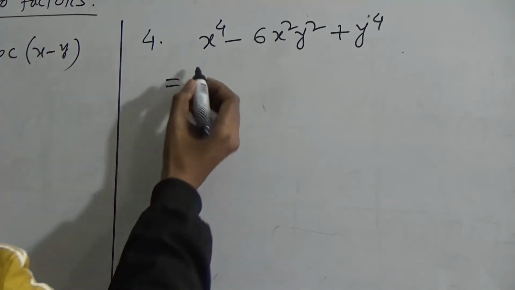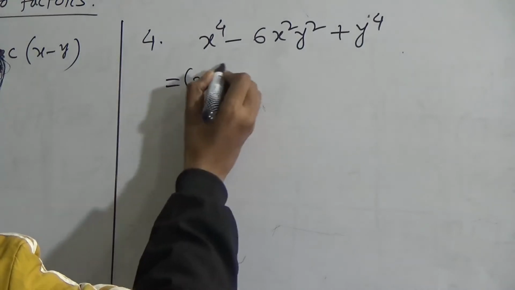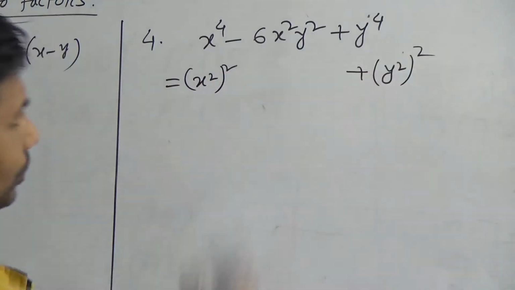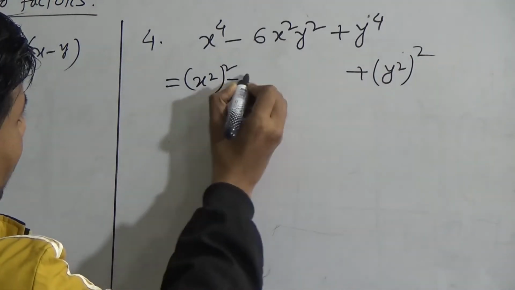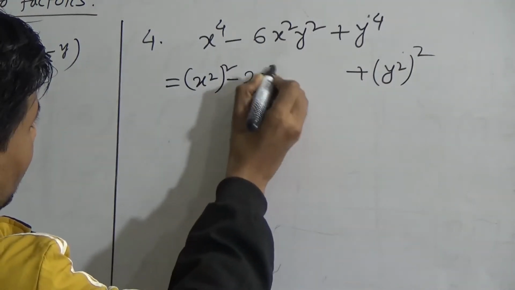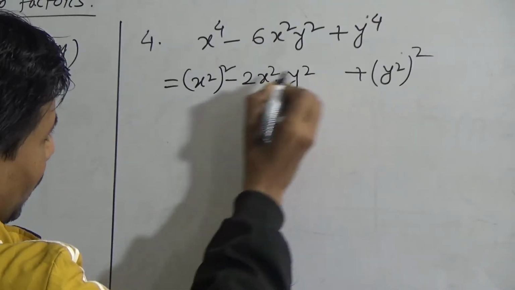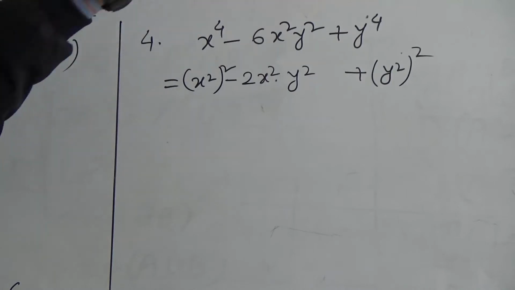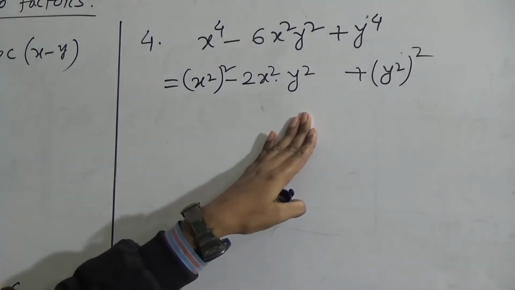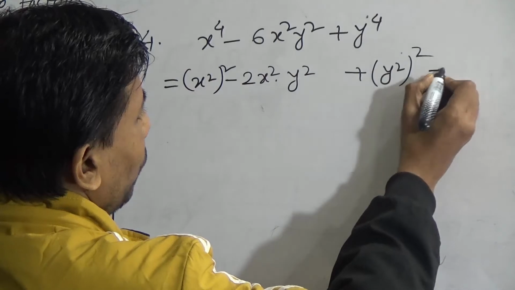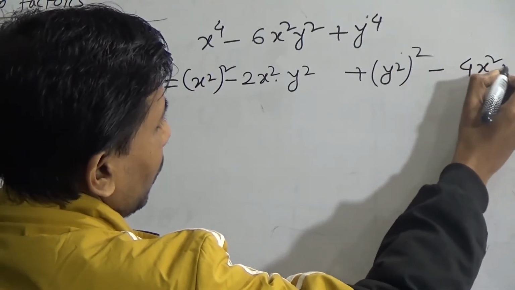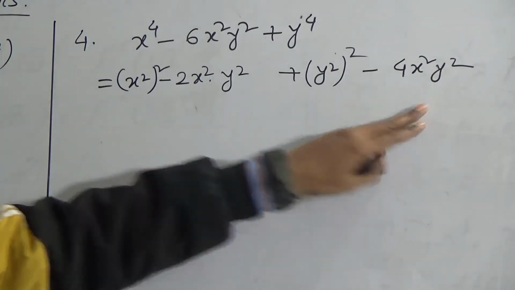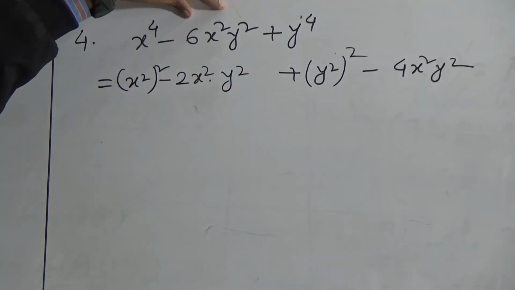Look, we can write it this way: x square and plus y by 4, we can write y square. Okay. Now we have to write like this: minus 2, then a means x square, b means y square. Okay. Look, you see, here is minus 6x square y square, but we already have 2x square y square. So we have to write more 4x square y square. Okay. Now minus 2x square y square minus 4x square y square equals minus 6x square y square.